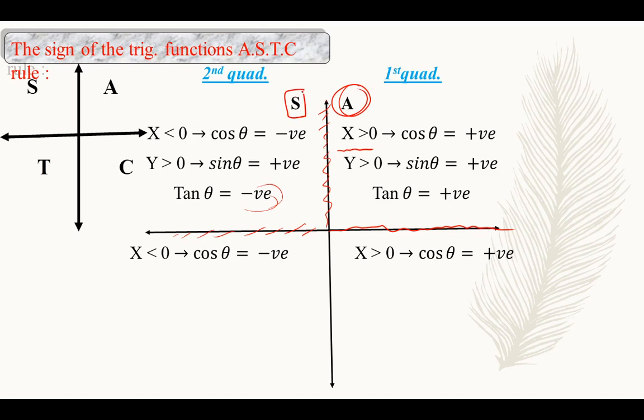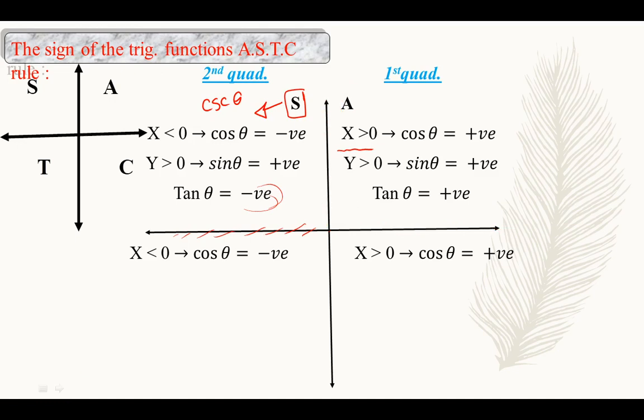So in the first quadrant, all the trigonometric functions are positive. In the second quadrant, only sine and its reciprocal. What is the reciprocal of sine theta? The reciprocal of sine theta is cosec theta. Okay? So in the second quadrant, only sine and cosec are positive, and the rest of the trigonometric functions are negative.